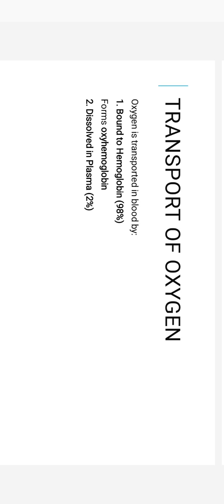Hemoglobin plays an essential role because oxygen dissolved in plasma alone is not sufficient to meet the body requirements. When blood reaches tissues requiring oxygen, oxyhemoglobin releases oxygen into cells. Several factors influence oxygen release, including temperature, carbon dioxide concentration, and blood pH.